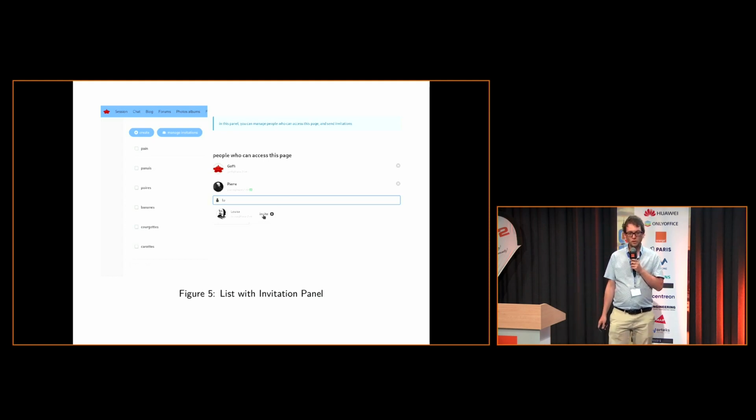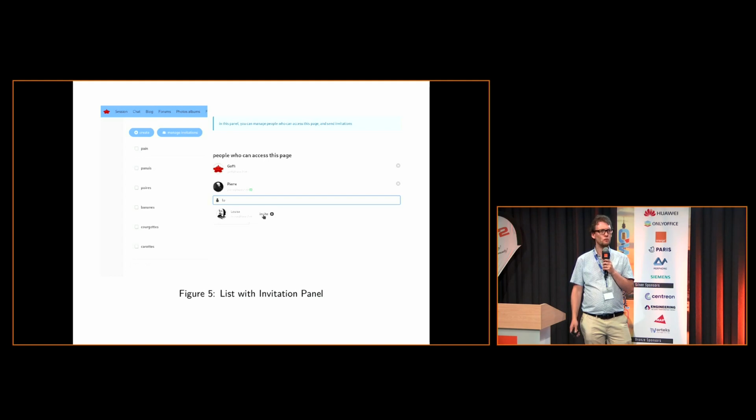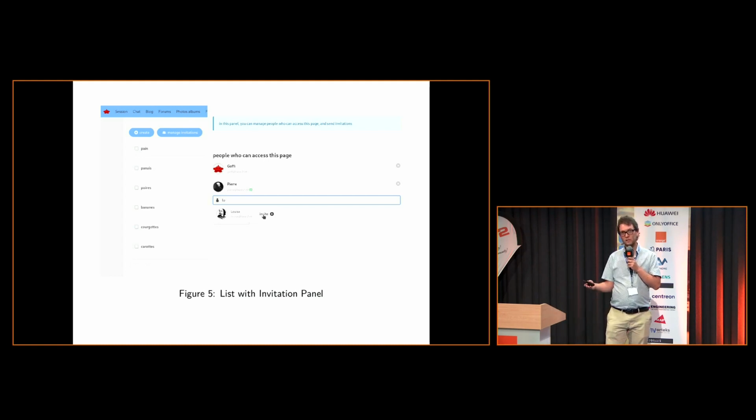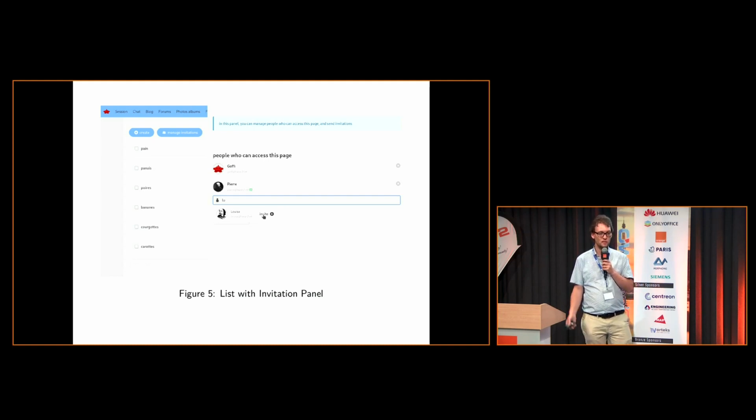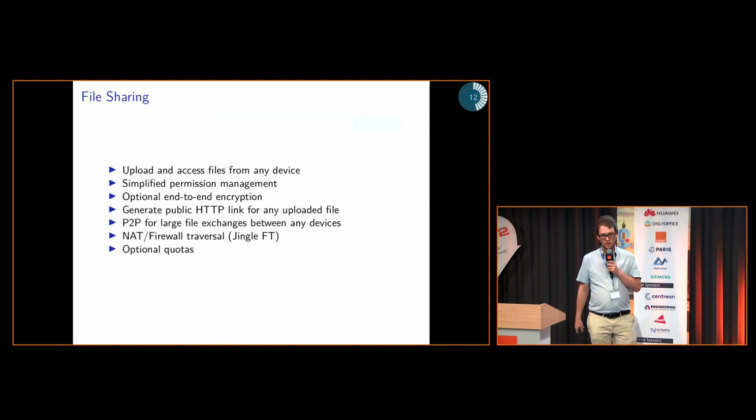On this screenshot on the right, you can see also the invitation system. It's an easy invitation system, so you can just write a name and give access permission or publication permission. And there is also a way to invite people outside Libervia or XMPP by using a special link that you can send by email or anything, and people can then join whatever feature you want, a list or a blog or anything.